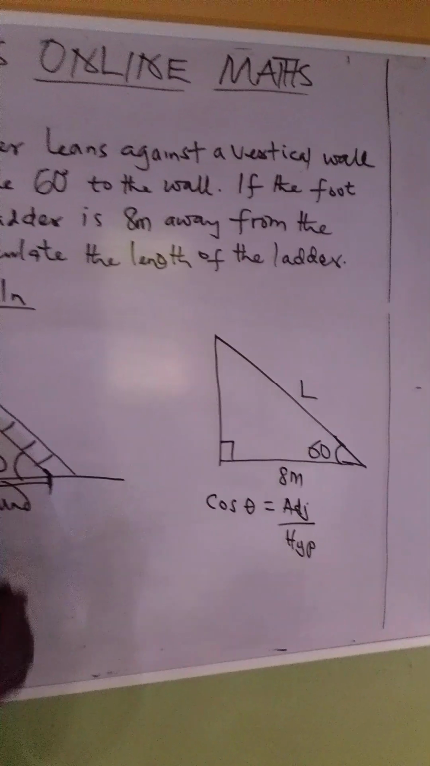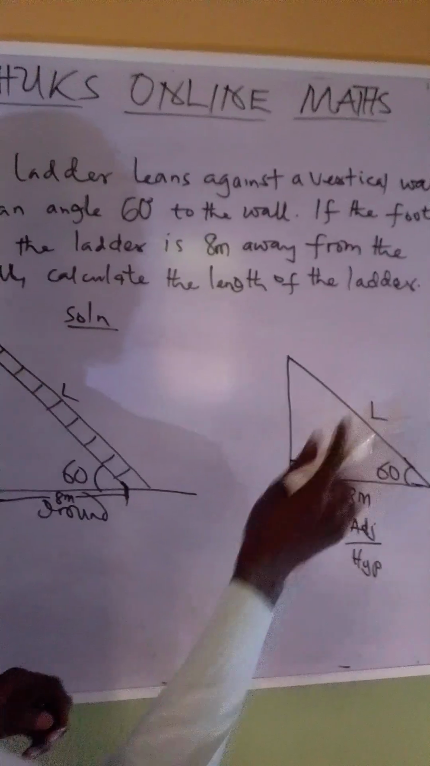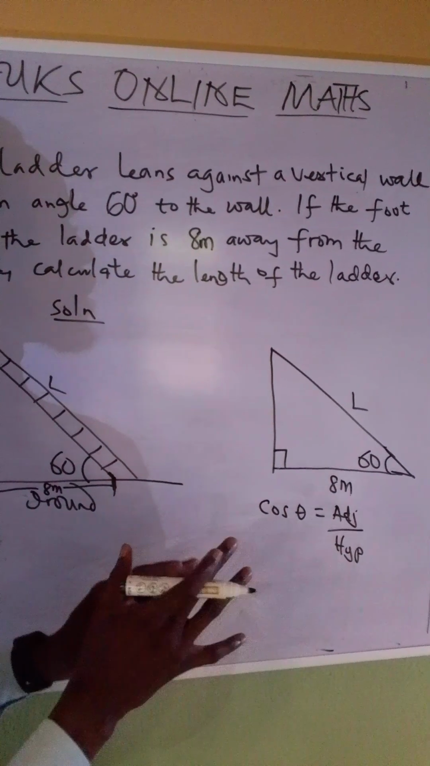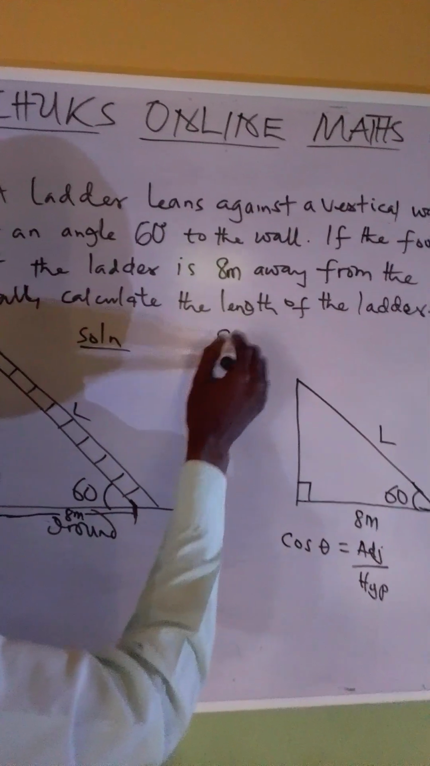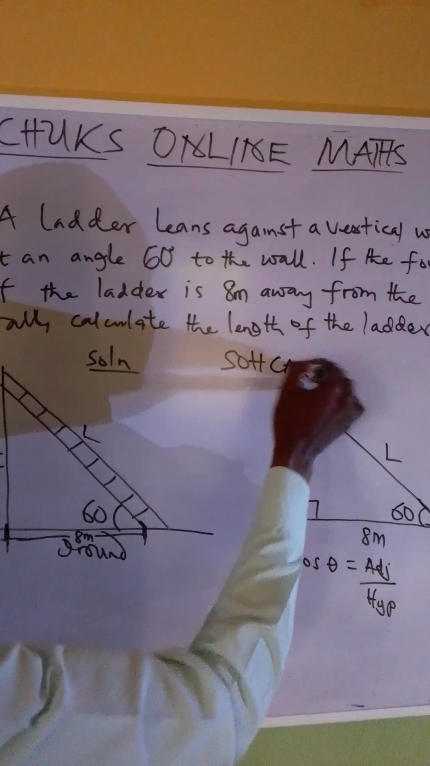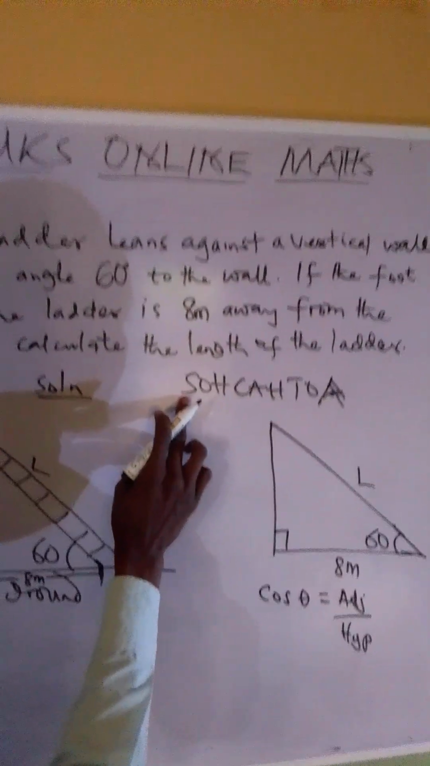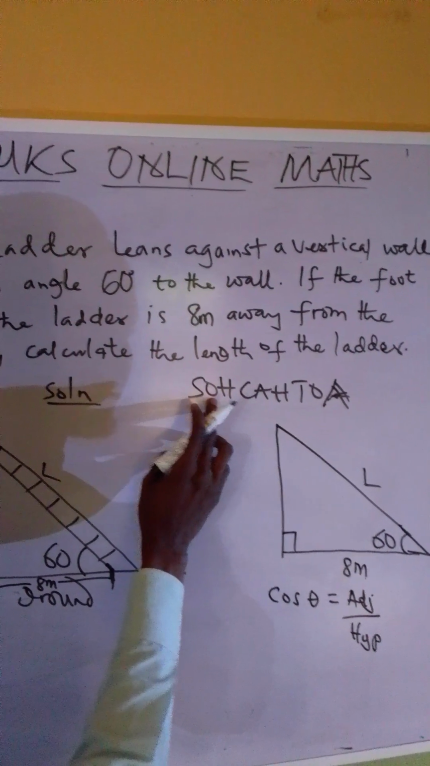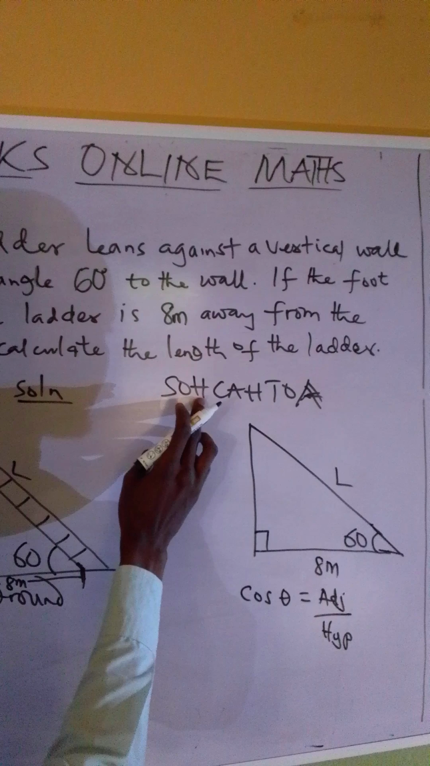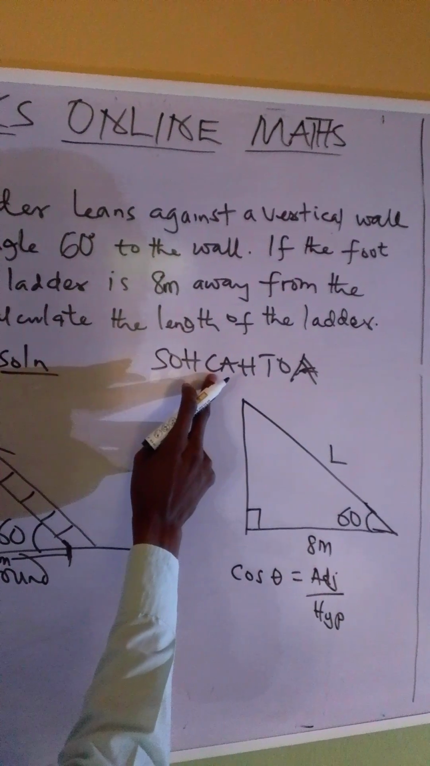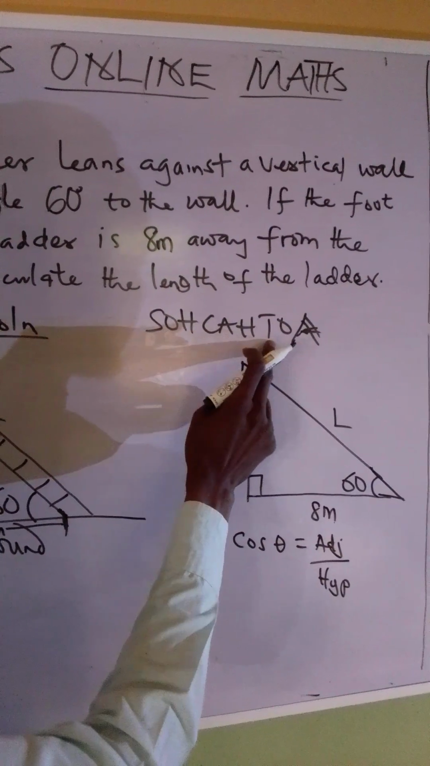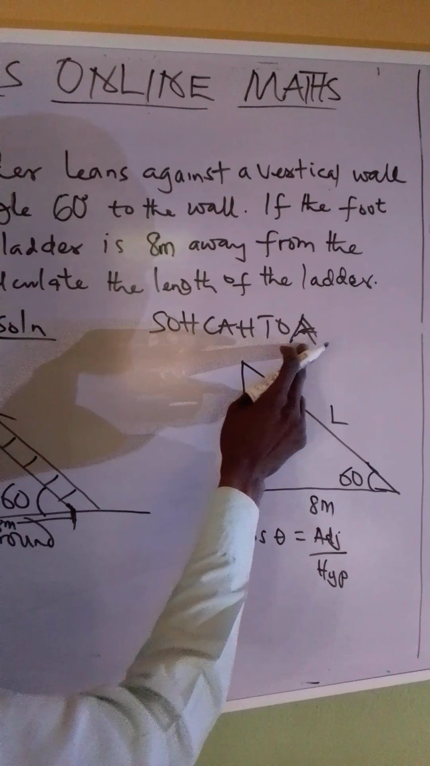Now, just to help you know when to apply sin, cos, or tan, you should memorize the word SOHCAHTOA. Please do well to memorize the word SOHCAHTOA. S stands for sin. Sin theta equal to opposite over hypotenuse. O is opposite, H is hypotenuse. Then C stands for cosine, which is equal to adjacent over hypotenuse. T stands for tangent, which is opposite over adjacent.